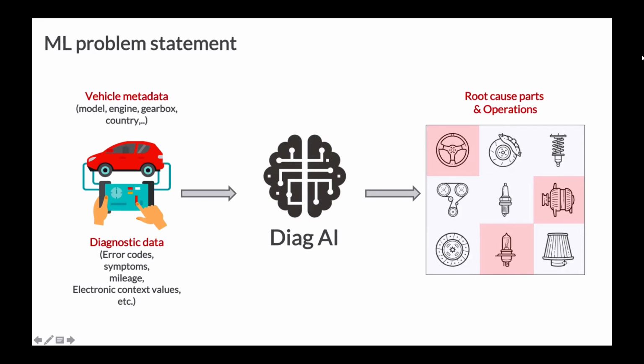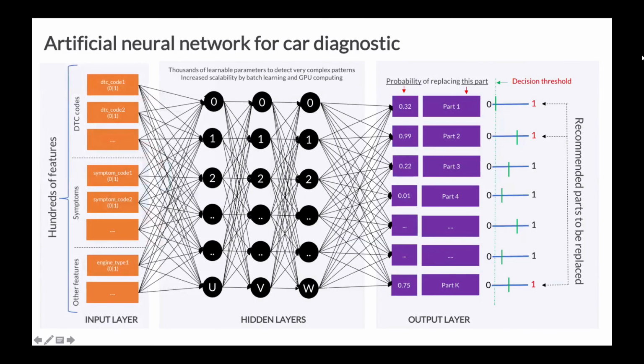Given all these data, we want to have a system that predicts the root cause parts and operations in case of incident. So which parts need to be replaced to fix the problem. And this is a multi-label classification problem because we can have one or many parts that can be replaced at the same time. So we use a dense neural network. It looks like this. And we have multiple neurons as outputs.